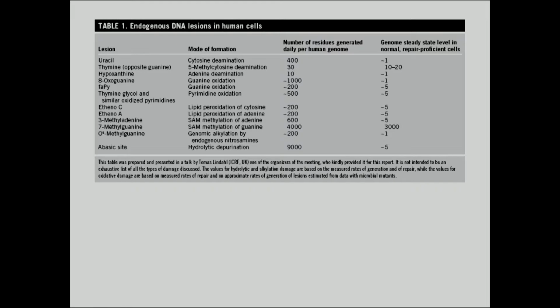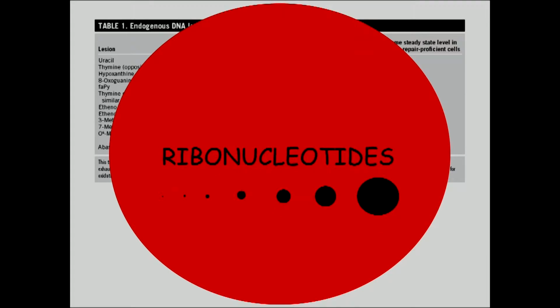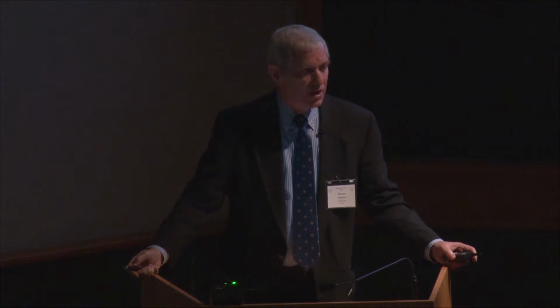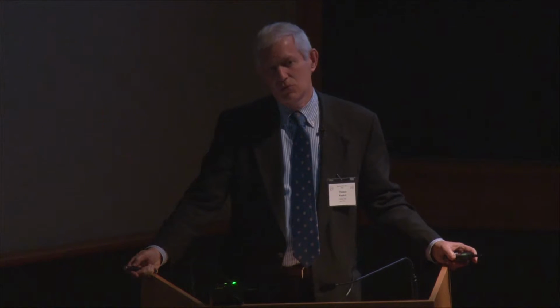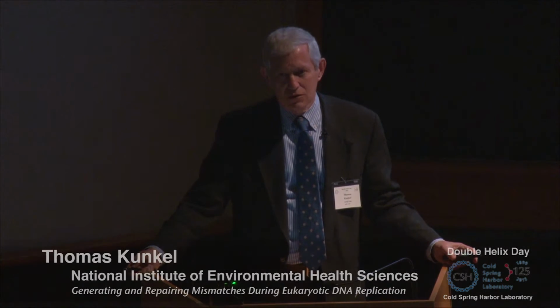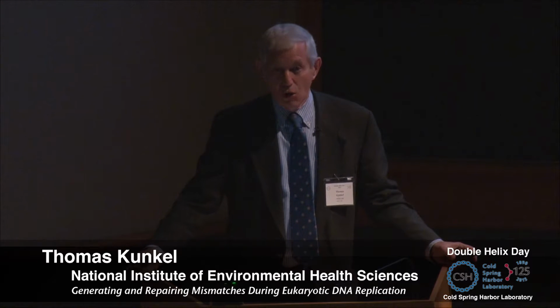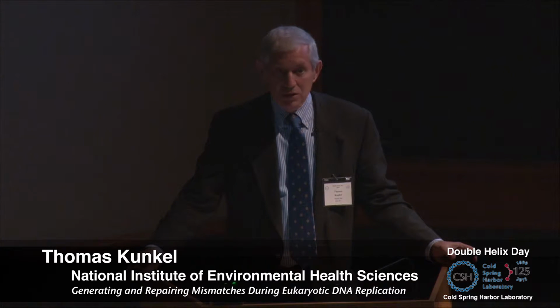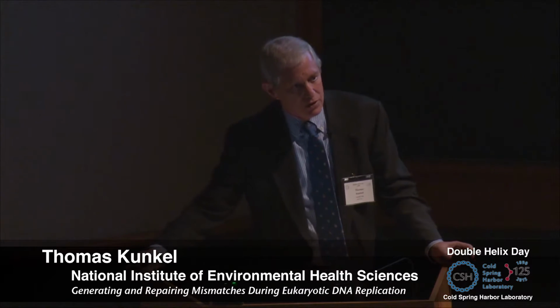If we give those numbers little dots, where the littlest dot might be hypoxanthine, for example, and the biggest dot might be an abasic site, this is what we see for ribonucleotides. Ribonucleotides are incorporated into DNA by wild-type replicases at somewhere between 100 and 1,000 times more frequently than all of the other lesions that had been studied for the last 40 years.